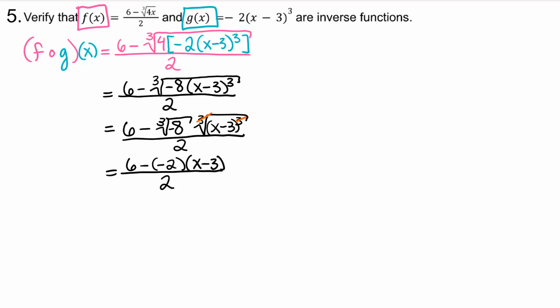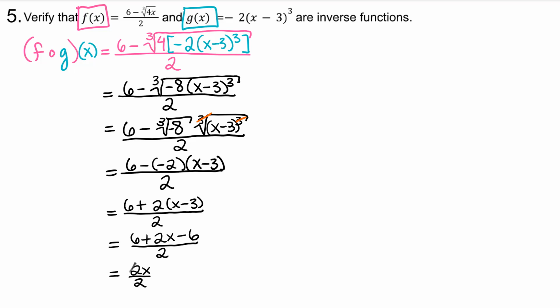We could turn 6 minus negative 2 times x minus 3 into 6 plus 2 times x minus 3. But remember, we cannot add 6 and 2 because 2 is a product with x minus 3. We need to distribute the 2 first. Simplify the numerator and then reduce. F composed with g of x simplifies to be just x.